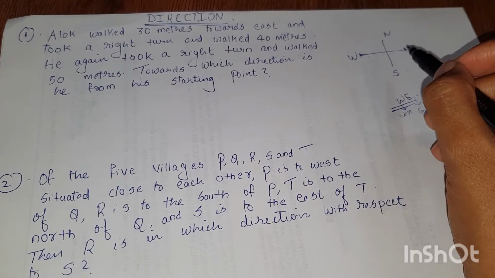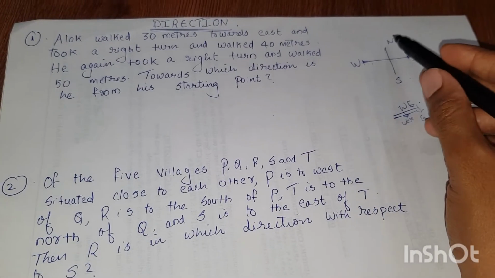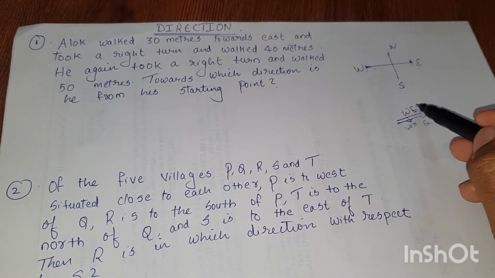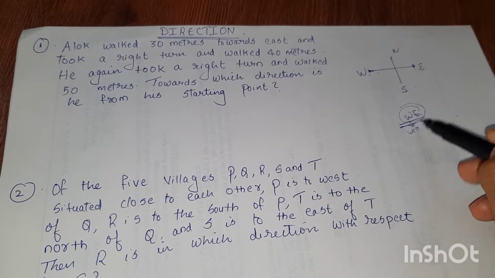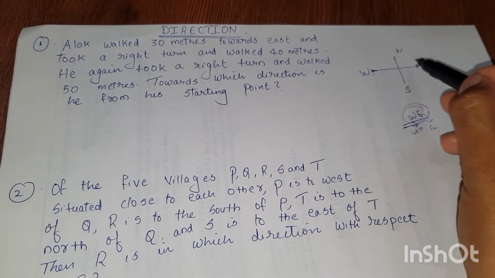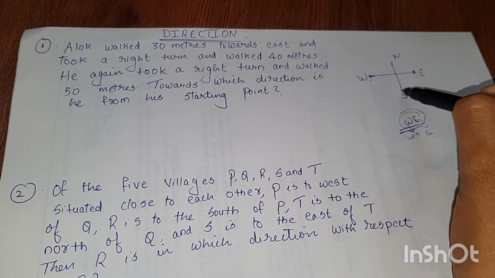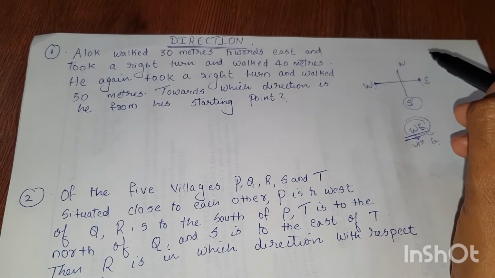Before going to the questions, you must remember the directions: east, west, north and south. You can remember east and west by the English letter V. In the letter V, W stands for west and E for east. South is in the bottom position, north is in the top position. Now we can go to the questions.